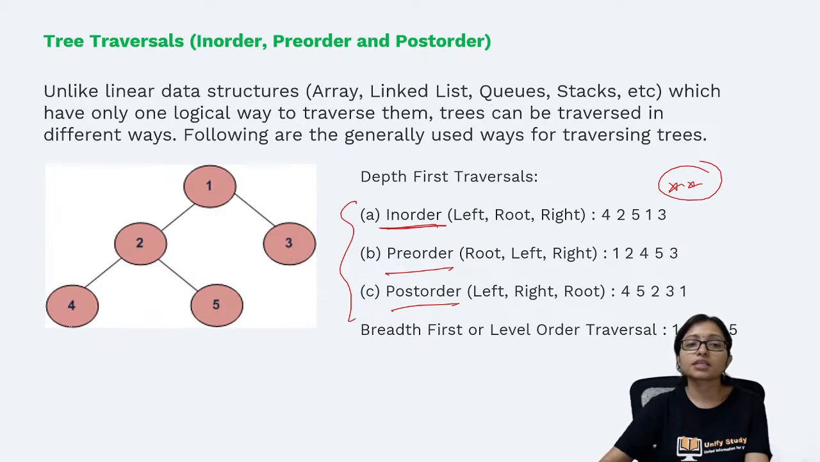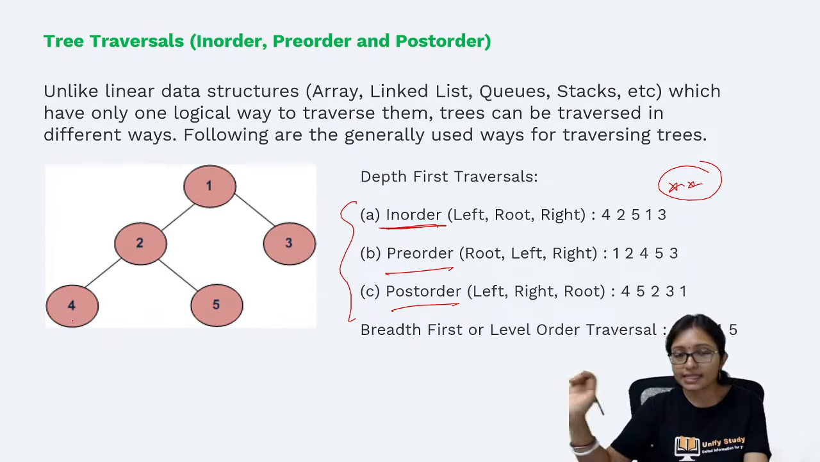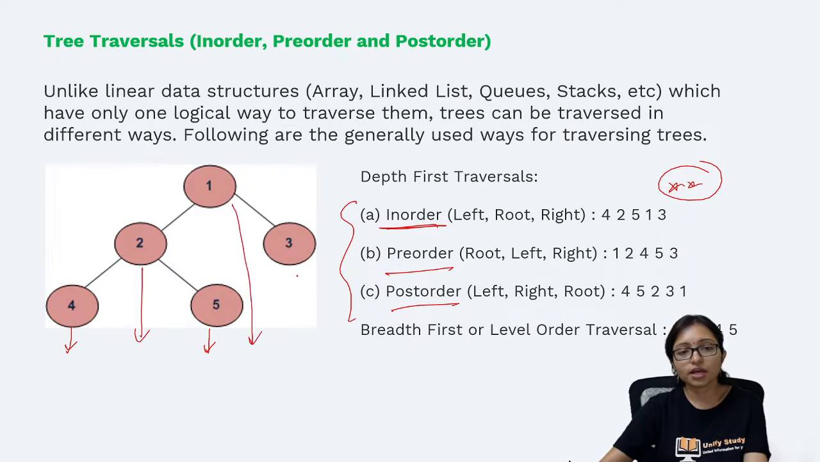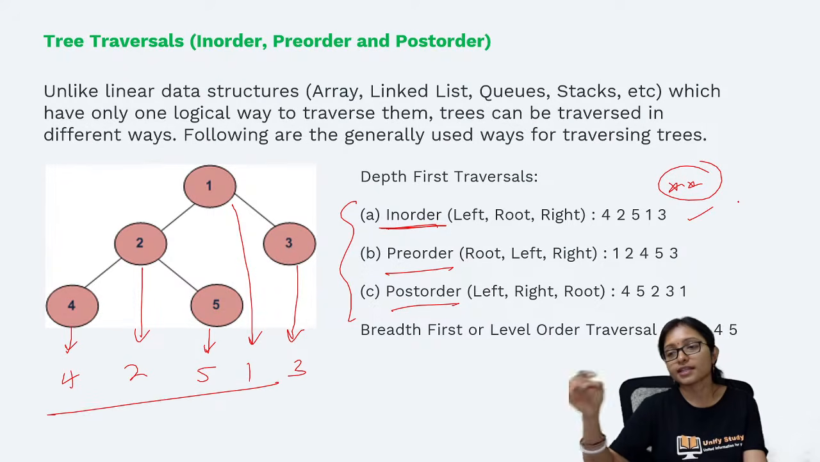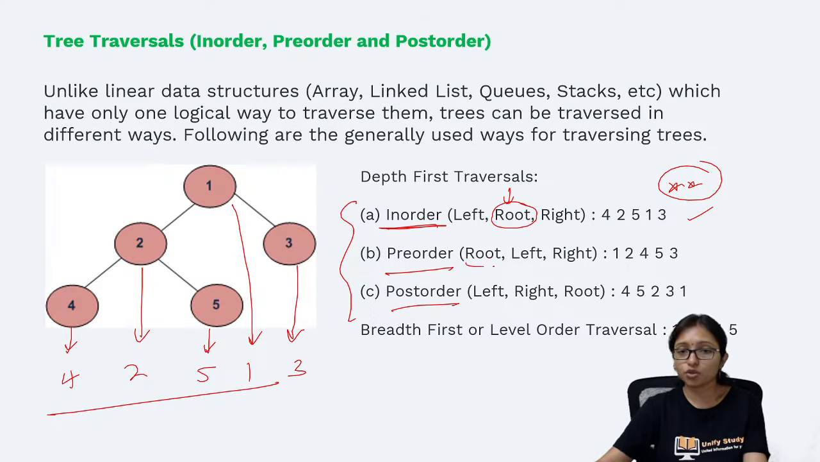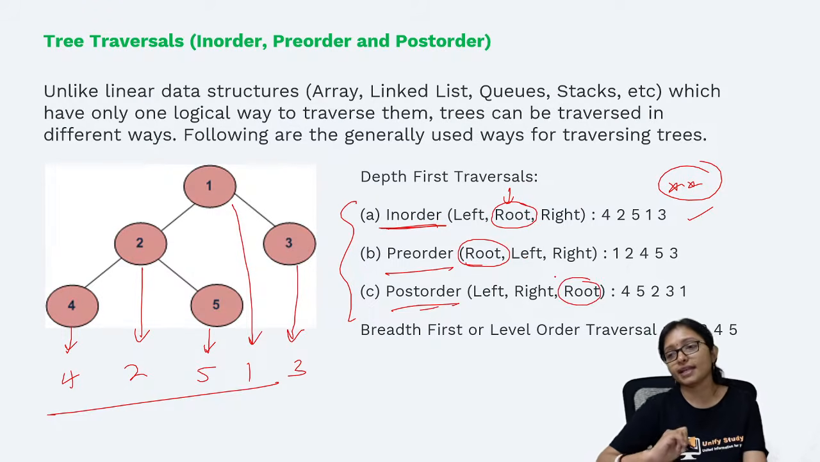In-order is the easiest one. Just do the free fall, and that will be your in-order. 4, 2, 5, 1, 3. This is your in-order. It is a simple way you can do it. Because in-order means the root will be in the middle. Pre-order means the root will be at the start. Post-order means the root will be at the end.